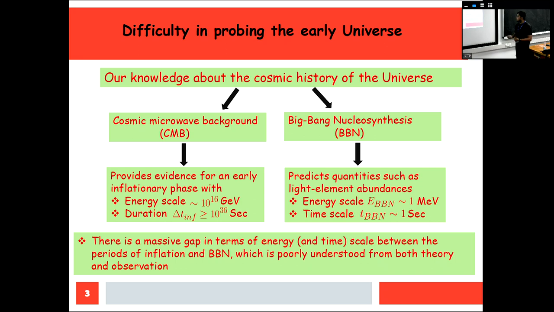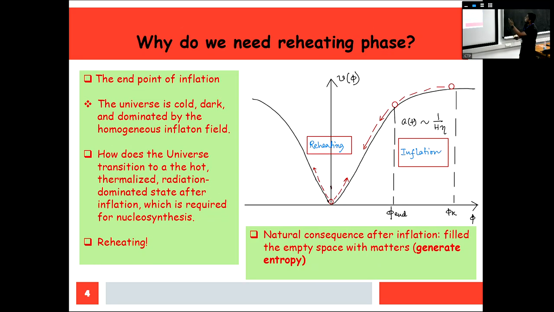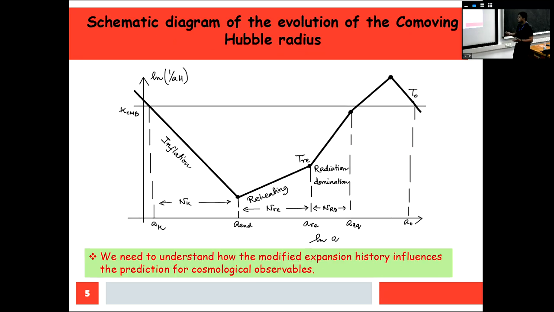And here the reheating dynamics lies. Why is the reheating phase important? Because after the end of inflation, the universe is cold, dark, and dominated by the homogeneous inflaton field. So we need to get a thermalized radiation dominated state for nucleosynthesis. That's why we convert the inflaton energy density into daughter fields to get a radiation dominated phase. And here the reheating dynamics lies.